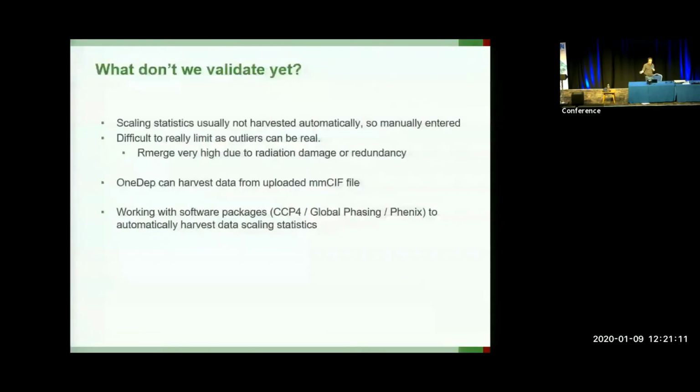What don't we validate yet? Scaling statistics. And you've seen talks of how we're working with the developers at CCP4, Global Phasing, and Phoenix to automate this so that you don't have to enter these things manually, because you make mistakes when you enter things manually. That's perfectly reasonable. So we're working quite hard with that.